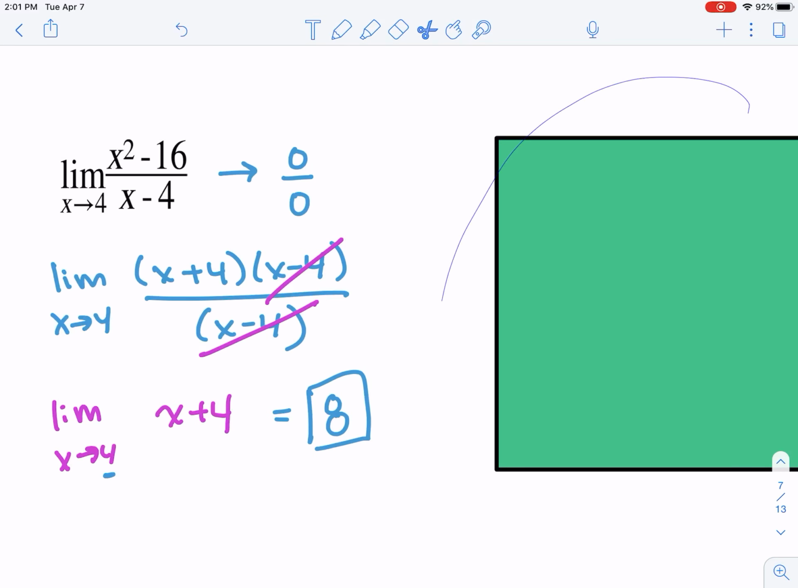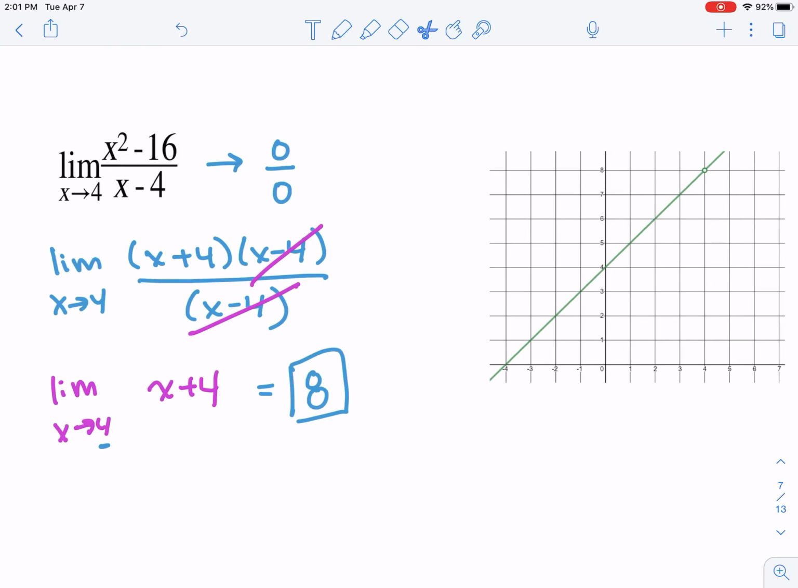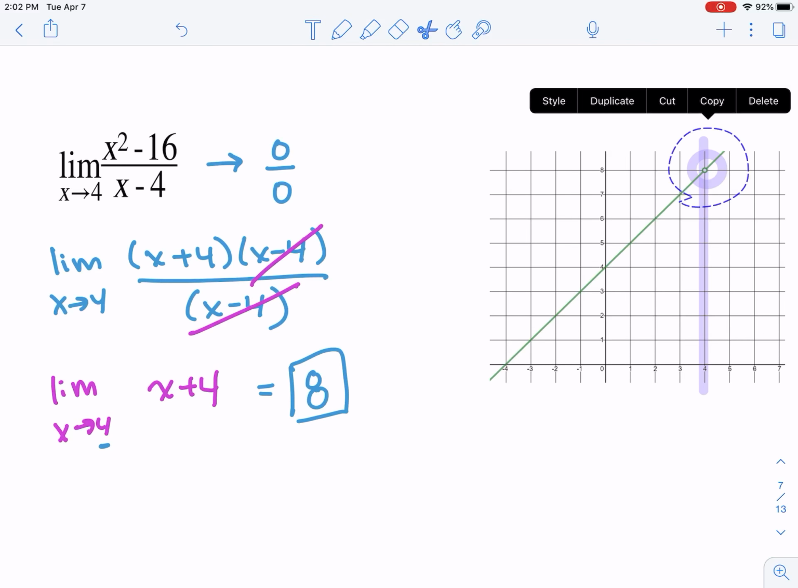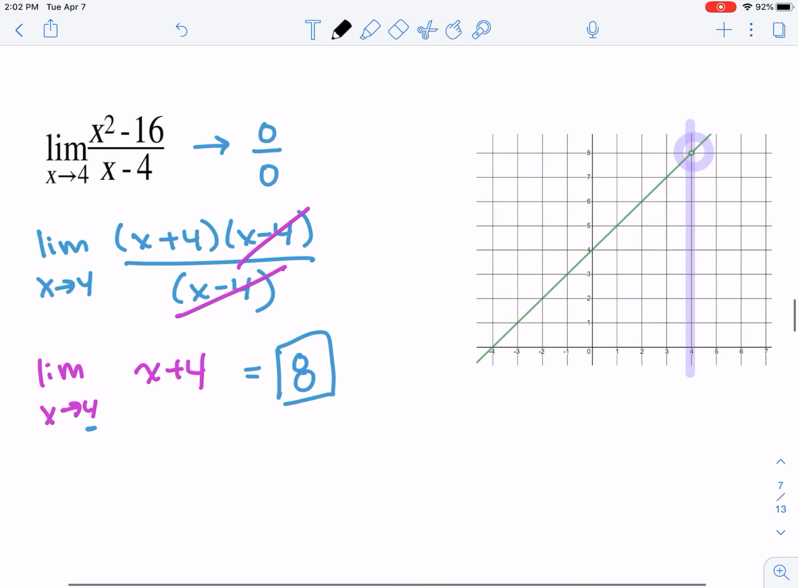Let's take a look at the graph so you can see this graphically as well. You can see if I draw my guide here, as x approaches 4 from both the left and the right, my y values are going to approach 8, right? So if I approach here, boop, boop, boop, 8, and if I approach from this side, 8 as well, right? However, what is the function value? What is f of 4? So you can see from the picture here, f of 4 does not exist, right?